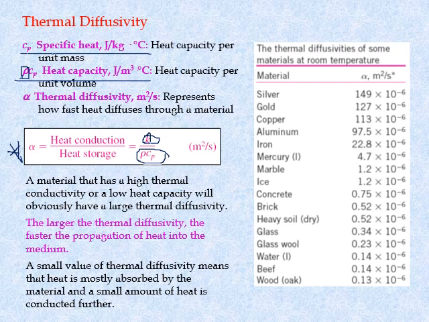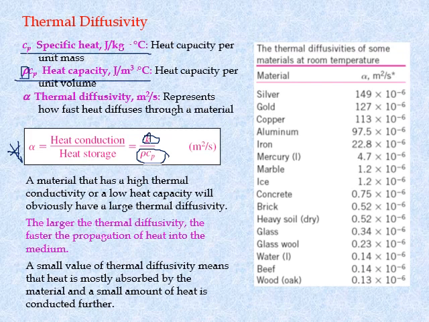Okay, so it has an explanation here. A material that has a high thermal conductivity or low heat capacity will obviously have a large thermal diffusivity. So we need to also look into the storage capacity and also the conduction ability of the materials. So the larger the thermal diffusivity, the faster the propagation of heat into the medium. Okay, so that's another thing.